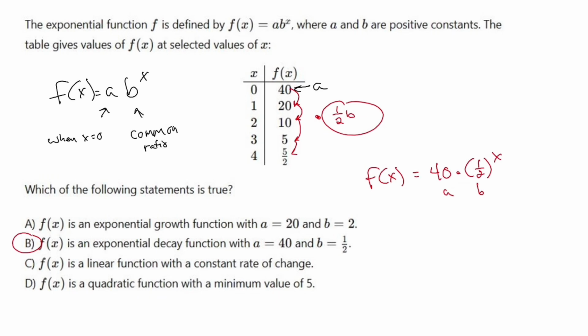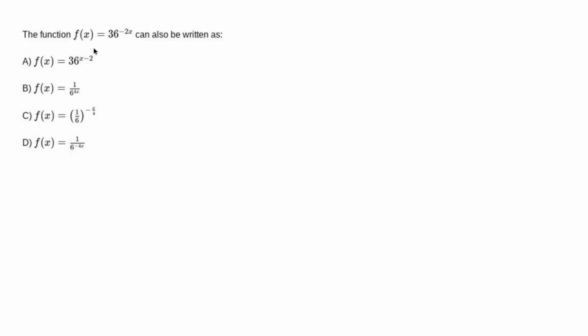The function f of x equals 36 to the negative 2x can also be written as which of these? So let's see if we can break this down and simplify it as much as humanly possible. So we have 36 to the negative 2x. 36 is a square. More specifically, it's 6 squared. So we're going to rewrite this as 6 squared to the negative 2x.